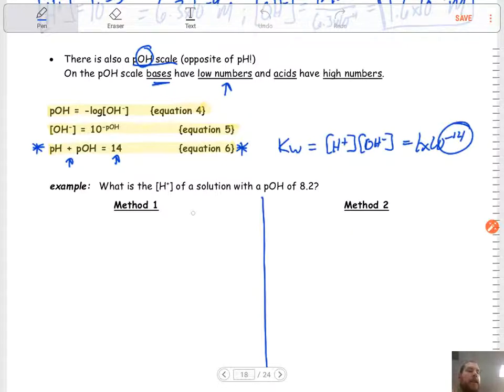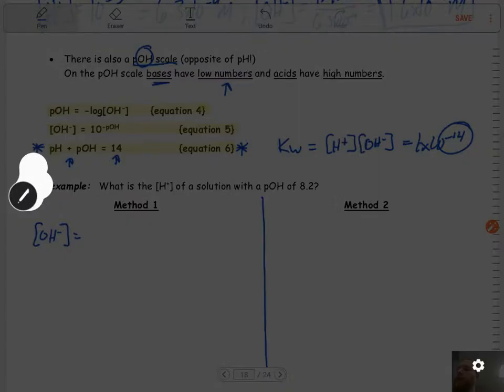So here we go. All right, so I'm looking for hydrogen ion concentration. I have a solution with a pOH of 8.2. So the first method I'm going to show is kind of the old way that we've already done it. So up until now, we have pOH, so from pOH, I can figure out my hydroxide ion concentration.